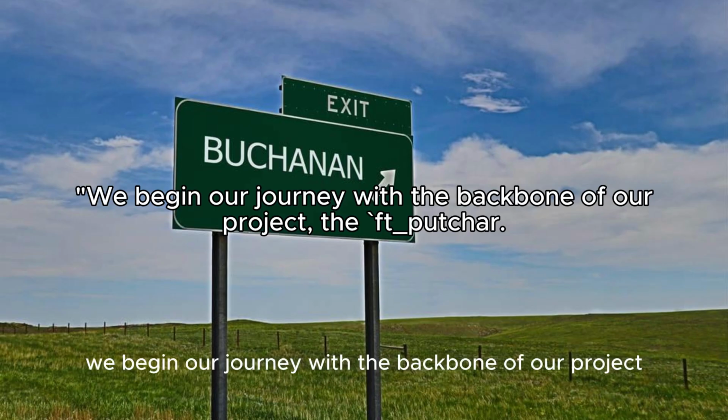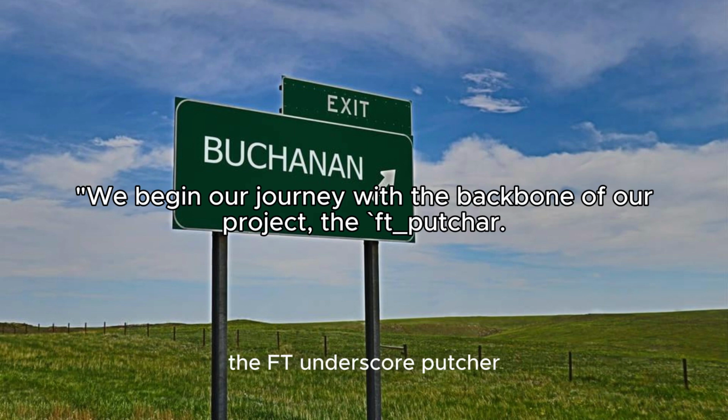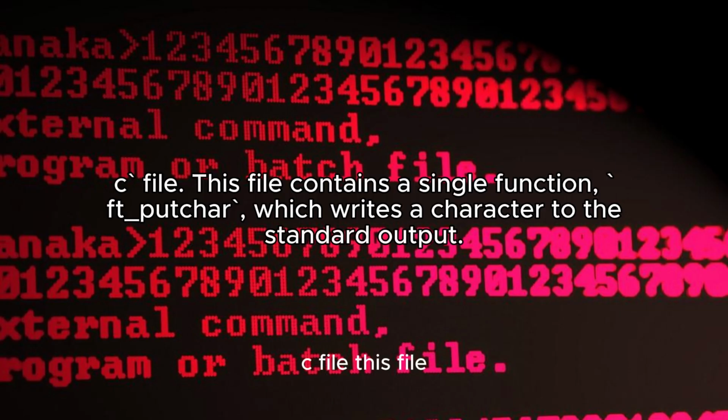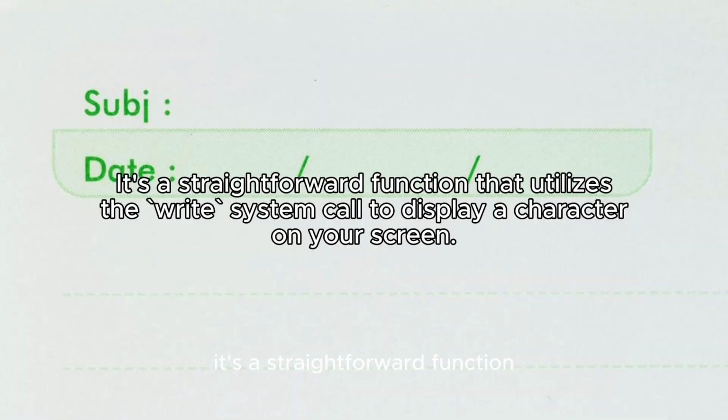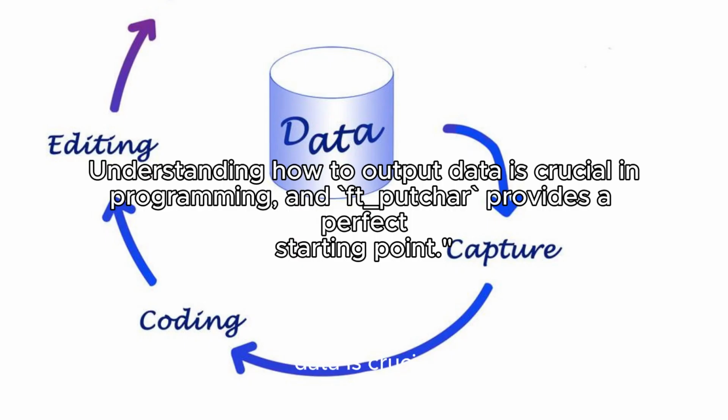We begin our journey with the backbone of our project, the ft_putchar.c file. This file contains a single function, ft_putchar, which writes a character to the standard output. It's a straightforward function that utilizes the write system call to display a character on your screen. Understanding how to output data is crucial in programming, and ft_putchar provides a perfect starting point.